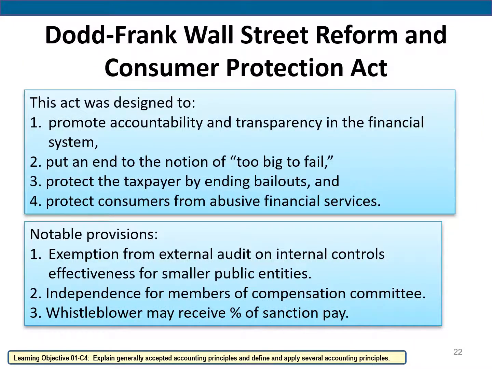Another thing that has come out with the intention of promoting accountability and transparency is the Dodd-Frank Act, and you can read about that in the book as well. But again, the goal of promoting accountability and transparency in the financial systems, and then also to put an end to the notion of too big to fail. So you can read about that in the book, but I at least wanted to mention it here.